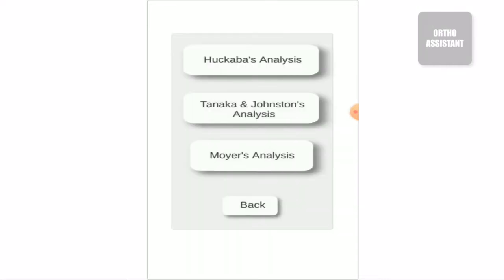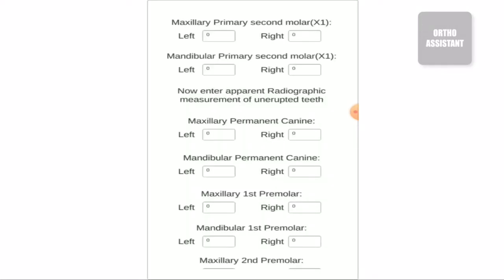What type of analysis do you want? Hixon-Oesterle, Tanaka, or the Moyers analysis. Suppose I want Hixon-Oesterle analysis. Here is the maxillary primary second molar x1, and these x1 values are for maxillary and mandibular primary second molar on the cast.